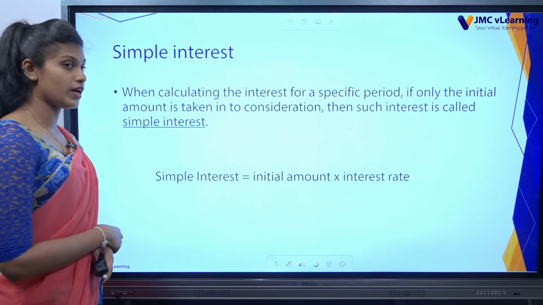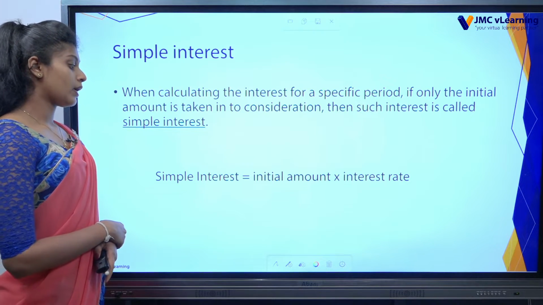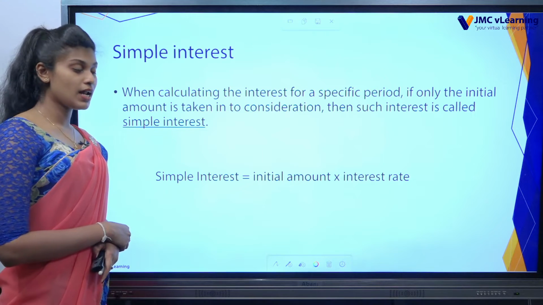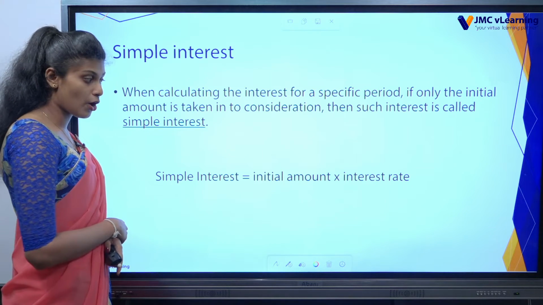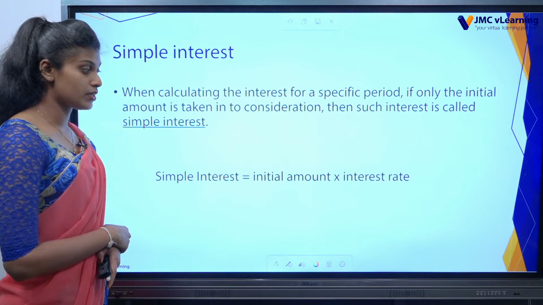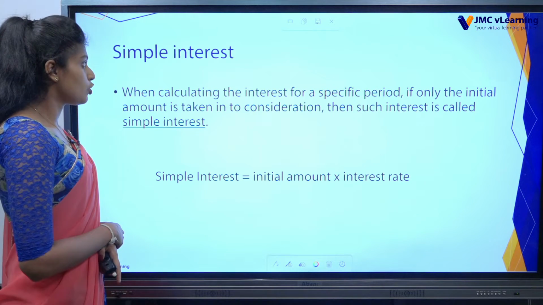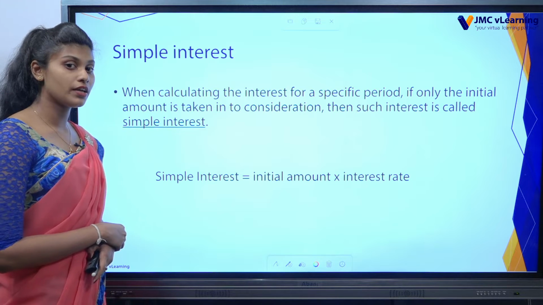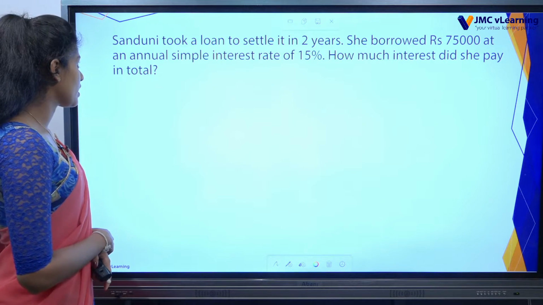Then how can you find the simple interest? Then you have to multiply the initial amount and the interest rate. Earlier we learned what the meaning of the interest rate is. Using these methods, how can you simplify the sums?